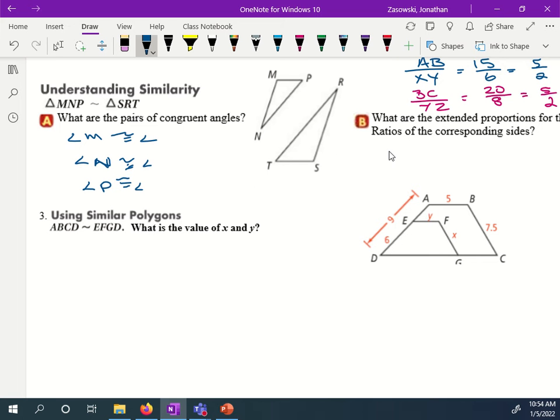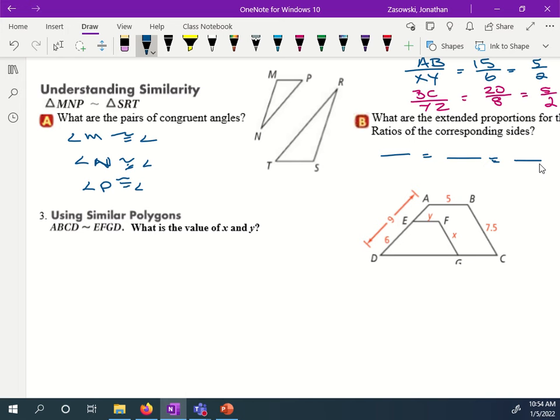Okay? What are the extended proportions? Now, you and your neighbor may give me different proportions here, like the order may be different or they may be upside down, but you should be consistent. So that means if you go from the small triangle to the big triangle, you have to do that in every single ratio. If you choose small on top, every single fraction has to have the small sides on the top. Does that make sense to you guys? You can't do small over big and then big over small. It's got to be consistent.